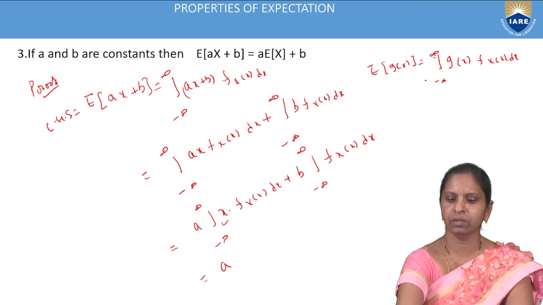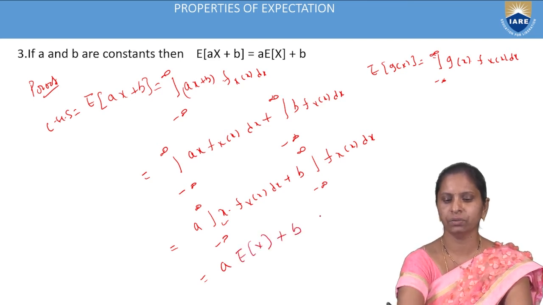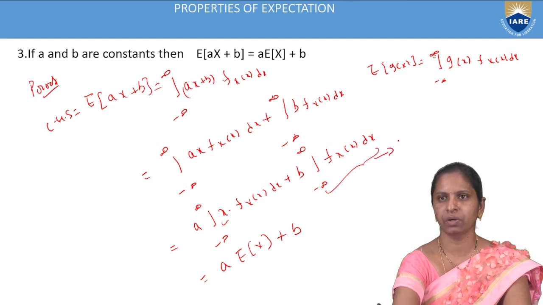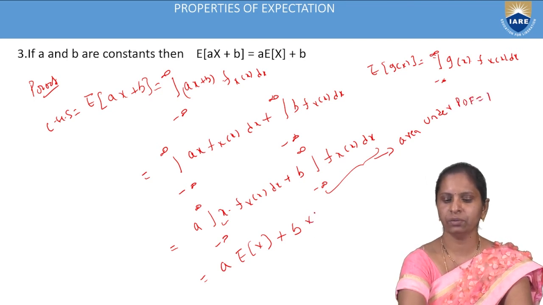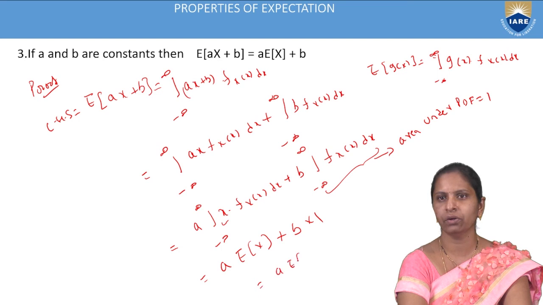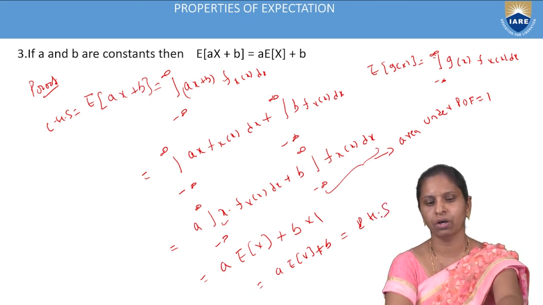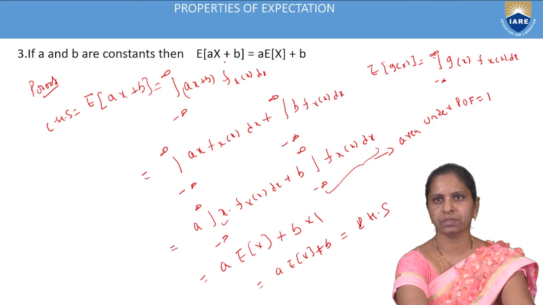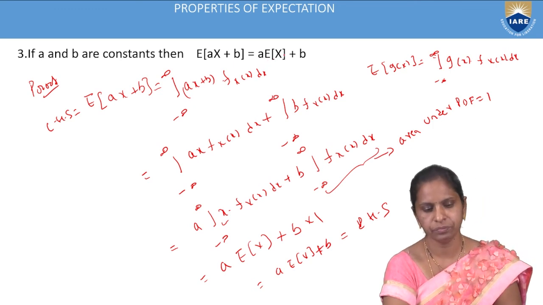The expectation of any function g of x, here in place of g of x I am having x, is nothing but E of X, plus b into the integral of f of x dx. This is nothing but the area under the probability density function, and this value is equal to 1. So b into 1. That equals a into E of X plus b. This is the RHS. Therefore, the expectation of the function ax plus b is equal to a into E of X plus b. So this is your third property.